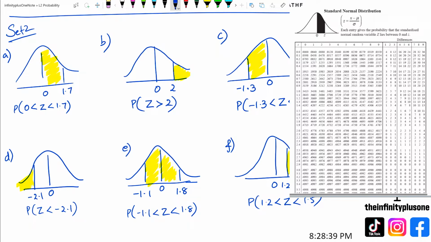All right. So the first one I'm going to look at is 0.7. So if I look at 0.7, I'm going to go right down along the z-axis here. And if I look at 0.7, no, not 0.7, 1.7, that's going to be 0.4554. So my answer for the first question, set A, is going to be 0.4554.